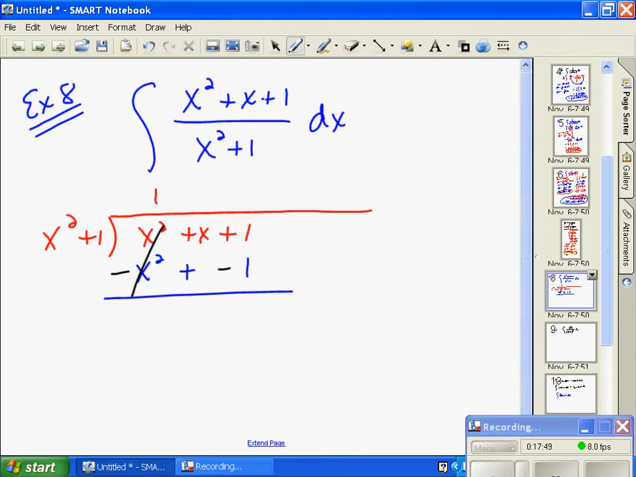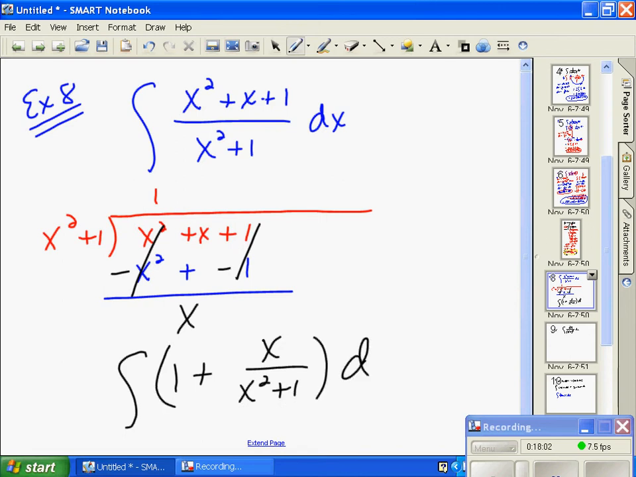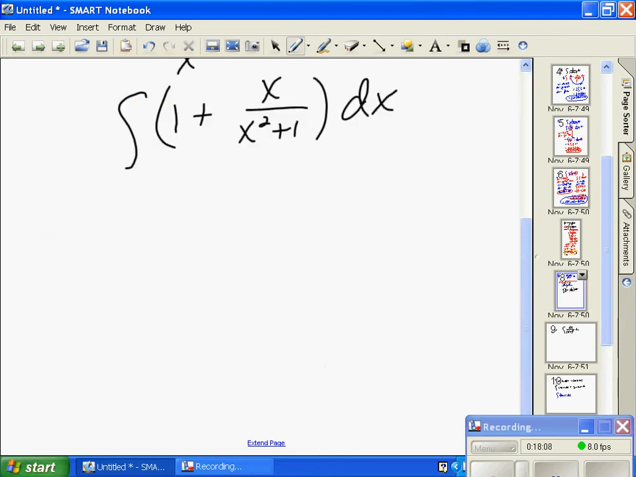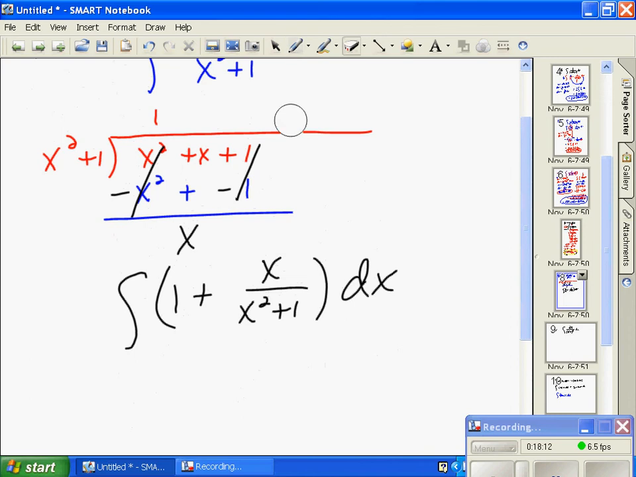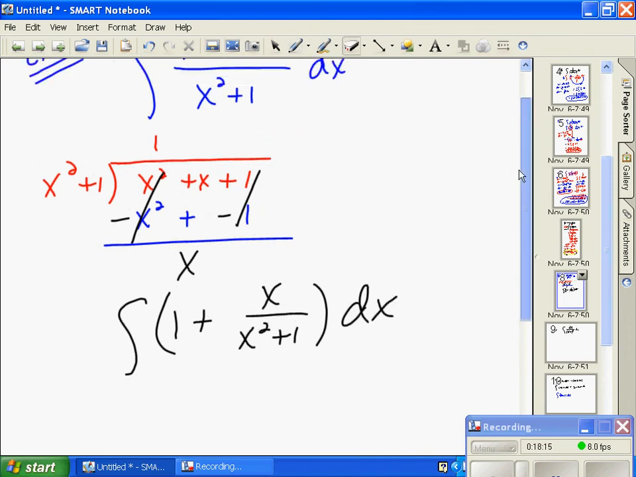So those cancel, that cancels, and I get an x left. So my problem is actually 1 plus my x over my x squared plus 1. And now I can work the problem. Okay? Now, I'm sure there's some people out there thinking, oh, I have a different idea, Mrs. Mitchner. Can I use it? And my answer is, I'm sure you can.